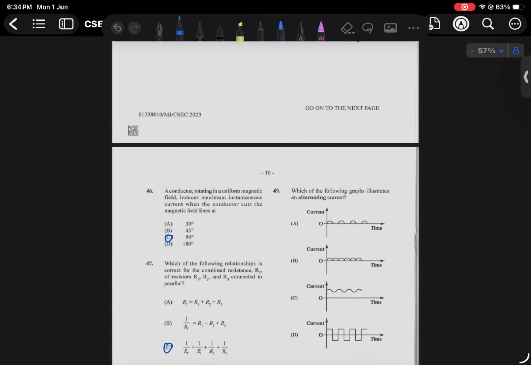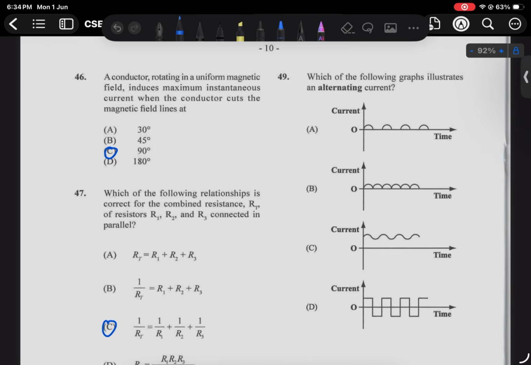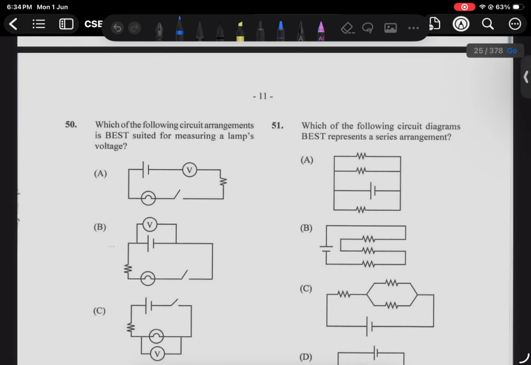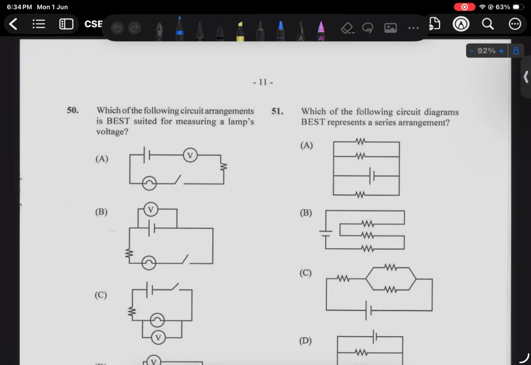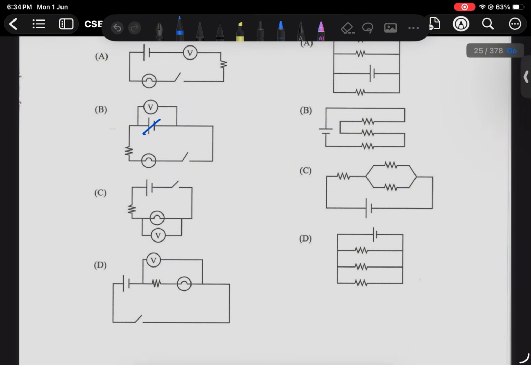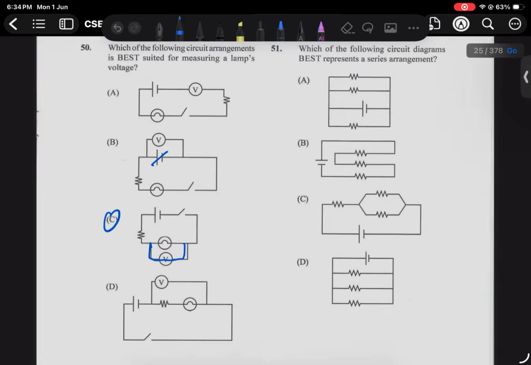Which of the following graphs illustrates an alternating current? Current travels in both directions with time, so that would be D. Which of the following circuit arrangements is best suited for measuring a lamp's voltage? So this is not across a lamp. Yes, we're finding the voltage across the lamp here, so it's C.